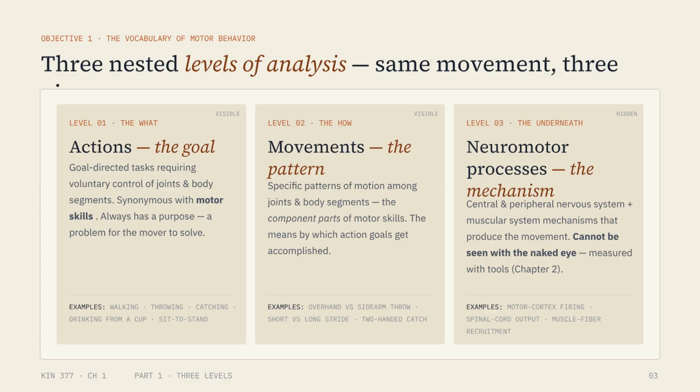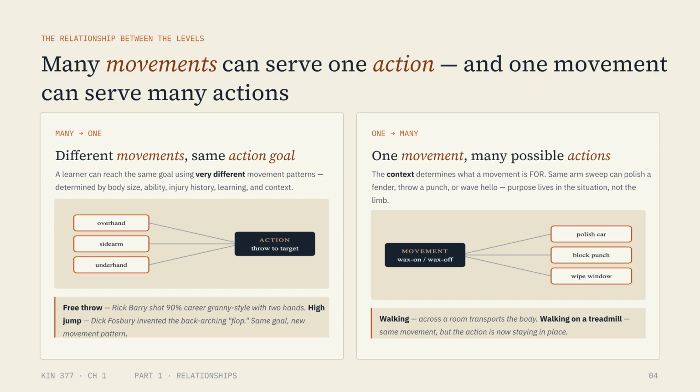The big takeaway here, same movement, 3 views. Same walk down the hall, action, travel from room to room. Movement, heel strike, mid-stance, toe-off pattern. Neuromotor, tibialis anterior activation timing, motor cortex output. 3 perspectives, 3 different questions. Now, the relationship between the levels, and it gets interesting.